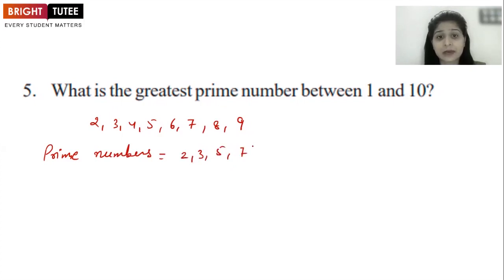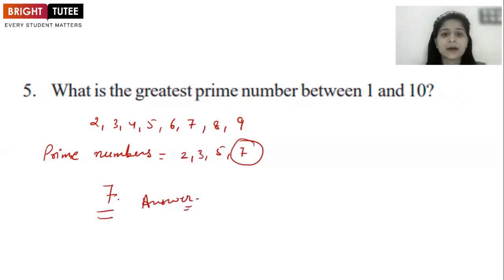What is the greatest prime number out of these? 7. So 7 is our answer. 7 is the greatest prime number between 1 and 10. Clear? So this way you figure it out.